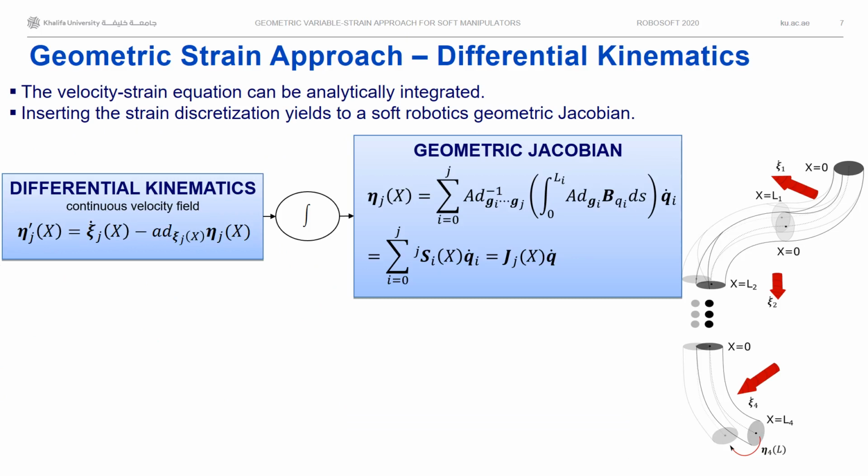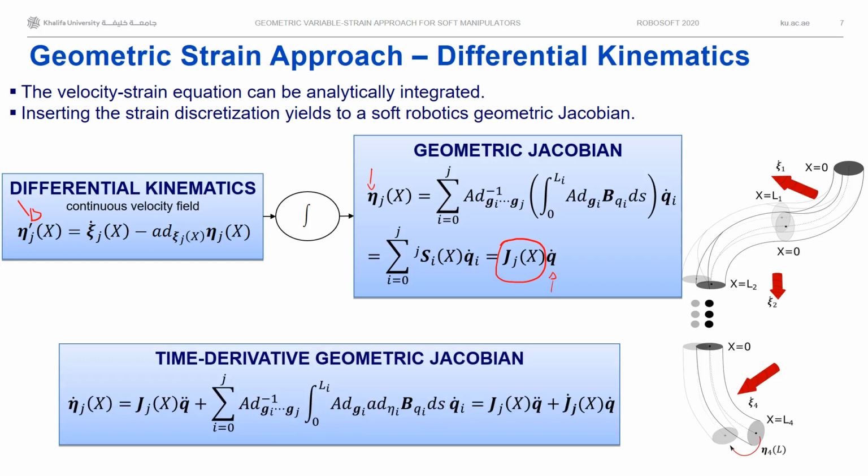The continuous compatibility equation is a linear matrix differential equation that can be analytically integrated using standard techniques. This produces an analytic formula for the geometric Jacobian that relates the velocity twist with the time derivative of our state variable. The time derivative of the velocity twist also produces an analytic formula for the time derivative of the geometric Jacobian.